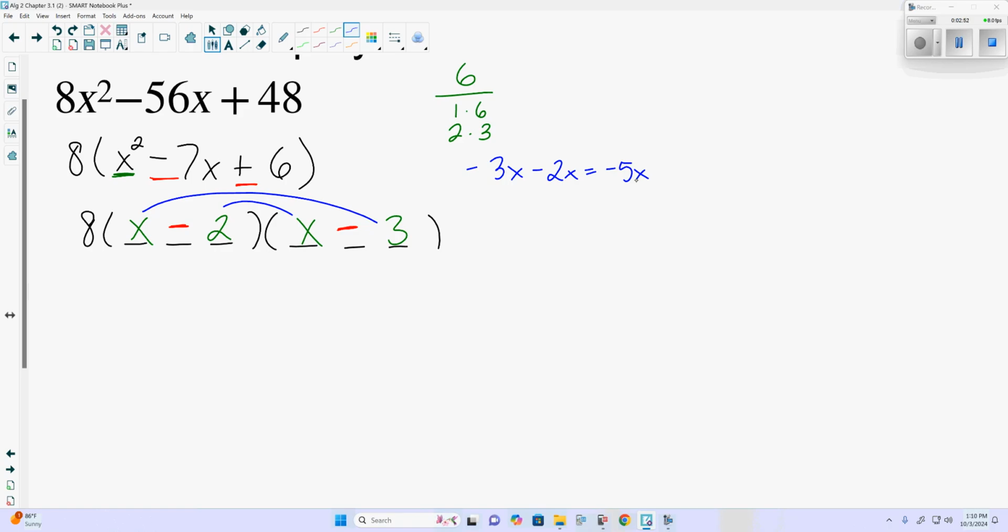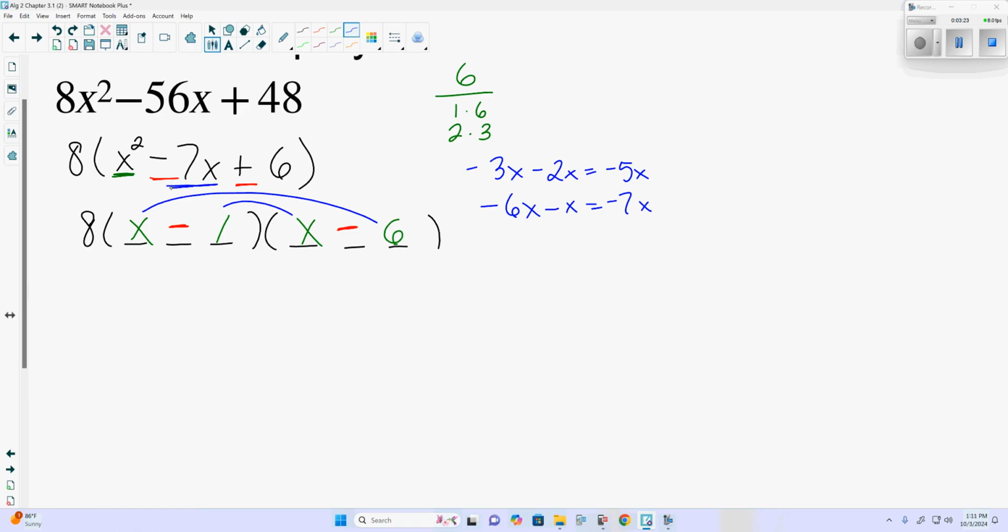Now we could switch 2 and 3, but that will give us the exact same thing. So we need to try what? 1 and 6. And if we check this here, x times negative 6 would be negative 6x. Negative 1 times x is negative x. Negative 6x minus x is negative 7x. Is that the middle term we wanted?